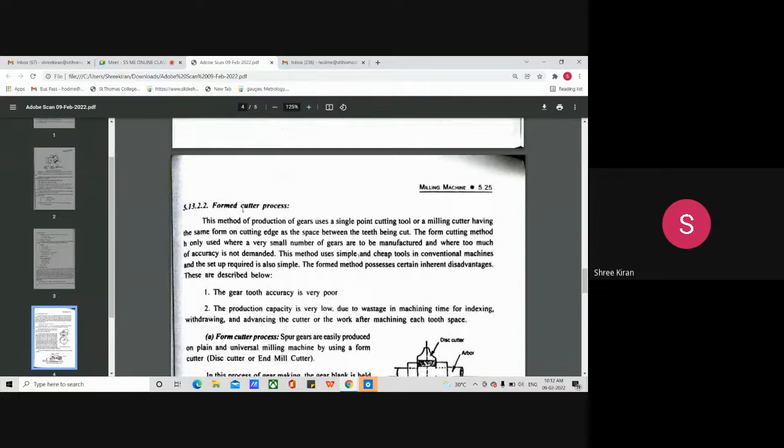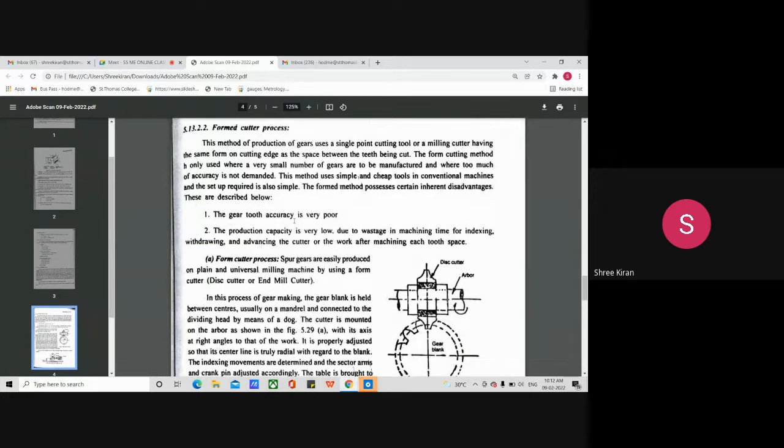So here we have the formed cutter process, the method of production of gears which always uses a single point cutting tool or a milling cutter having the same form and cutting edge as the space between the teeth being cut.